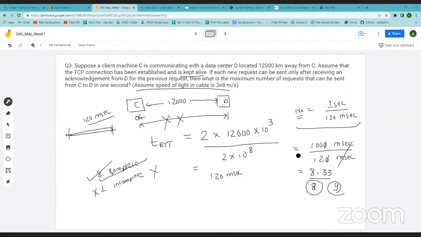Some have given 5 as the answer. So 5 is not a wrong answer. You can complete 5 requests, but we want to find out the maximum number of requests, right? So in that case, it will be 8.